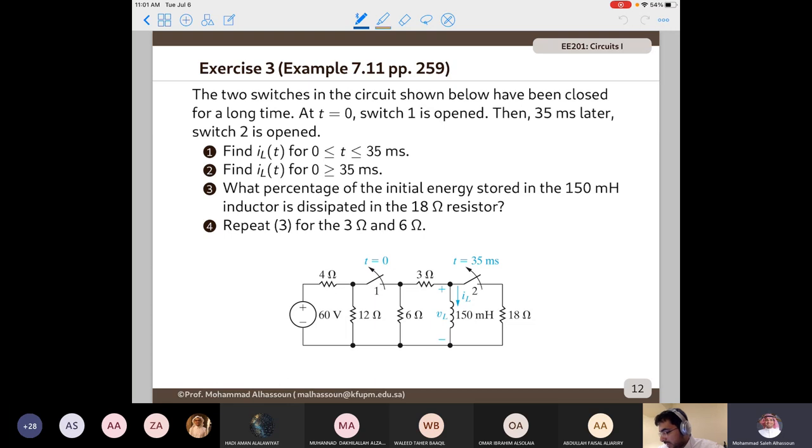And 35 milliseconds later, switch two is opened. So what we need to do is find IL from 0 to 35 milliseconds. Basically, part 1 is asking you to find IL of T from 0 to 35 milliseconds. Also, you need to include what happens before, for T less than 0. The other one is asking you for IL for T greater than 35 milliseconds.